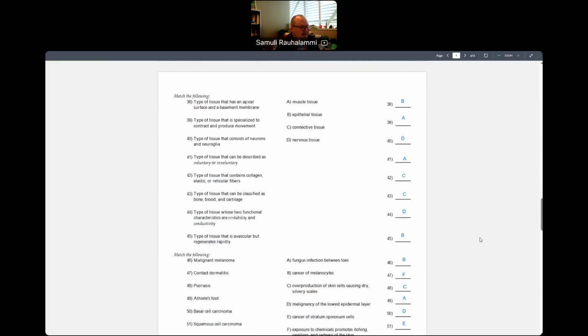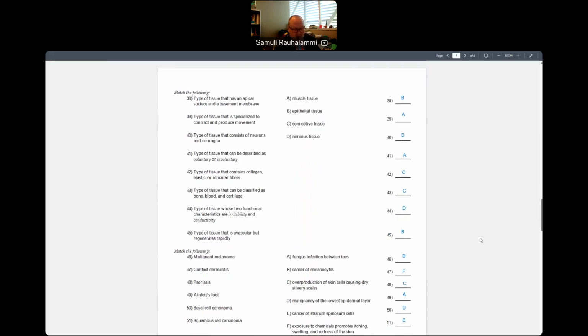Then on the next page, I have some tissue types for us to look at. Epithelial tissues have an apical surface. This refers to a free outer surface. And they also have a basement membrane, which is the bottom layer where new cells emerge. This type of tissue is avascular, so they do not have blood vessels beyond the apical layer. And these cells divide rapidly. Skin would be a great example of this.